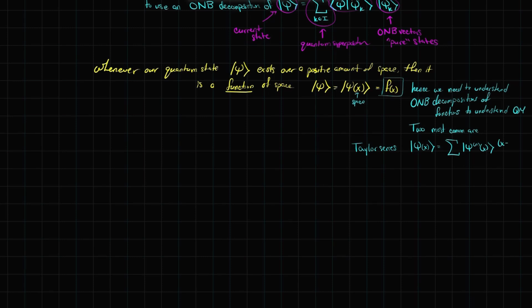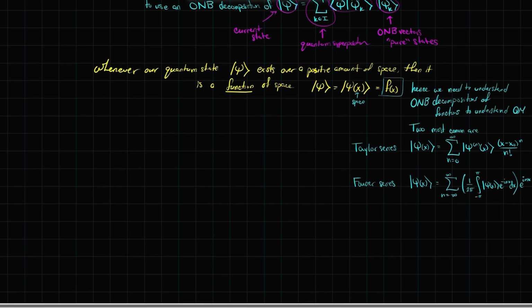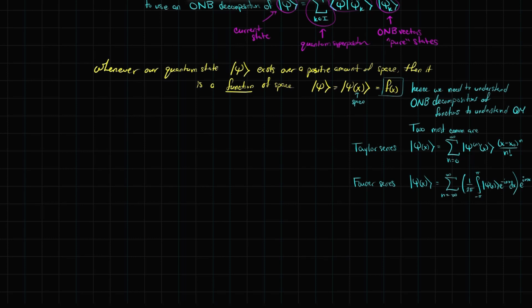this would be x minus a center to the nth power over n factorial, and the Fourier series, where psi of x would be a sum from negative infinity to infinity of an integral 1 over 2 pi, the integral from minus pi to pi, psi of x e to the minus i n x dx, e to the i n x. So unfortunately, we need these decompositions of functions to be able to handle any sort of quantum state where our state exists over a positive amount of space.